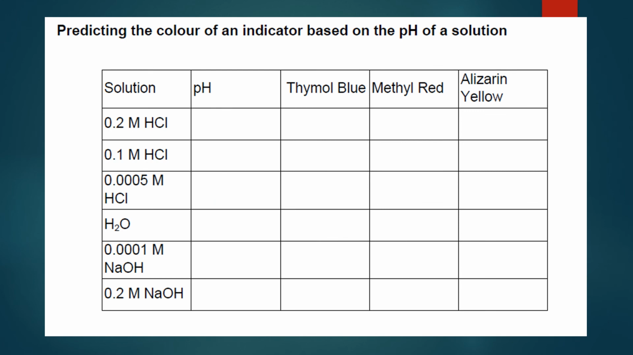The last section we have here is predicting the color of an indicator based on the pH of the solutions. We're going to go through that, and then we're going to look at ranking acids and bases. I want to give you a minute to pause the video and see if you can figure out what the pH of the solutions are. Take the negative log of these solutions, because they're all strong acids or strong bases. Then see if you can predict what color the Thymol Blue will turn, what color the methyl red will turn, and what color the alizarin yellow will turn. Pause the video for a sec, and then come back and find the answers.